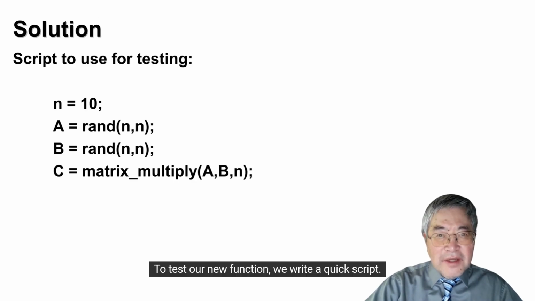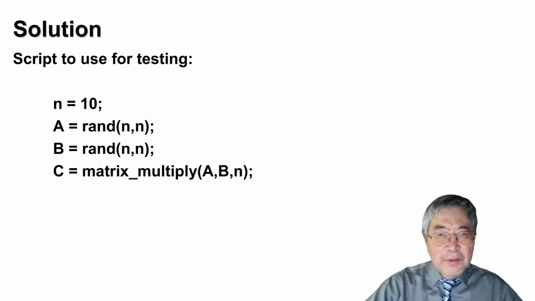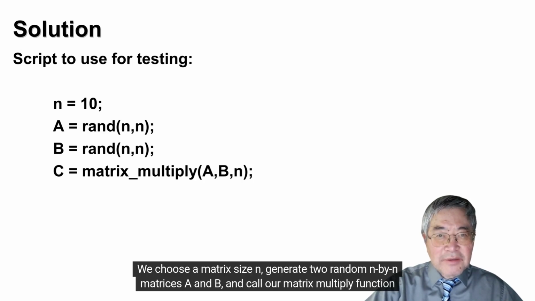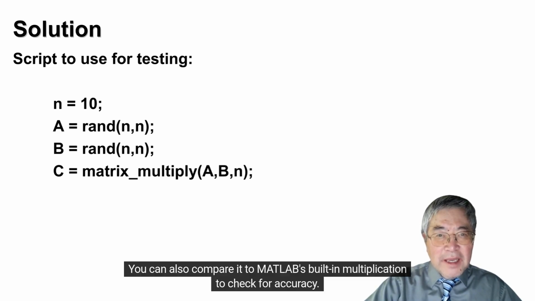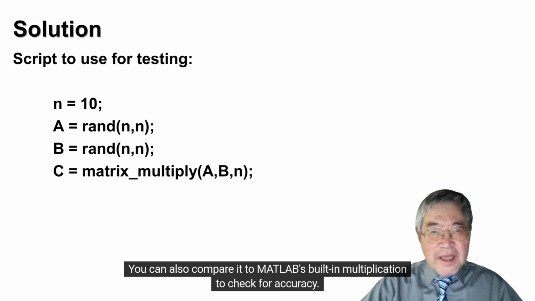To test our new function, we write a quick script. We choose a matrix size n, generate two random n by n matrices A and B, and call our matrix multiply function to compute the result. You can also compare it to Matlab's built-in multiplication to check for accuracy.